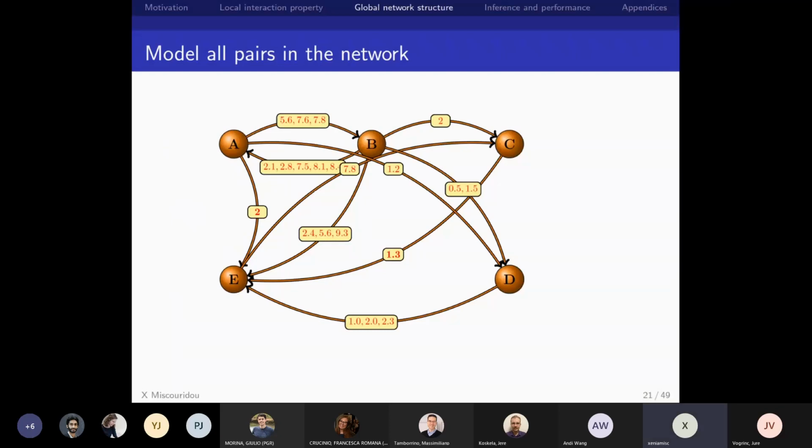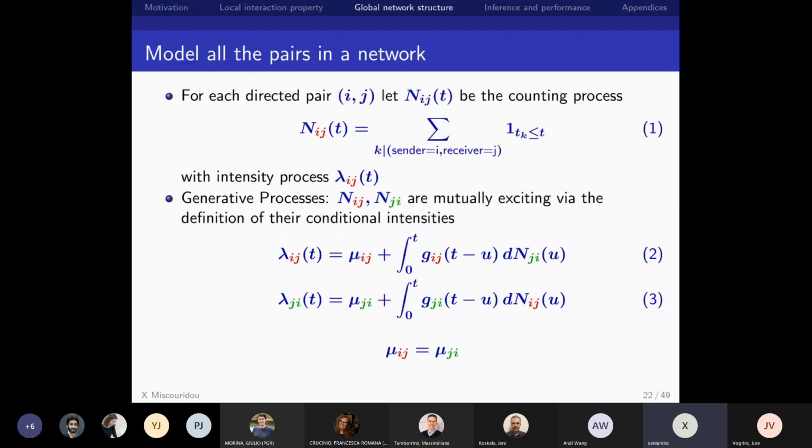So you see AB here was the example I showed you before. And again, this is a toy example, super small, just 5 people. But the point is that regardless of how big your network is, you really need to model every single pair of people, and the interaction between them. So nothing really changes in the model setup. Before I had N of AB, and now I have N of IJ. For every directed pair IJ in my graph, I denote by N of IJ the counting process for all the events from I to J. This counting process will have the intensity process lambda ij. And again, as before, we have N ij and N ji being mutually exciting, and we model that mutual excitation via the definition of the conditional intensity.